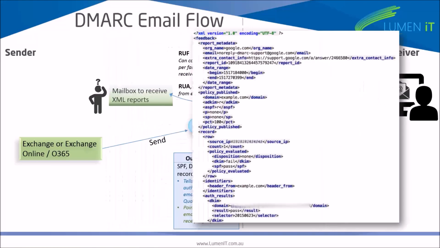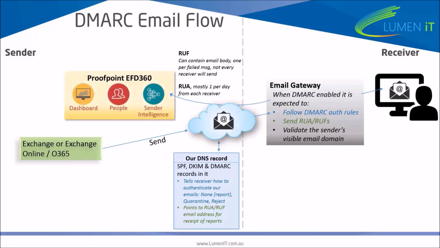This is where Proofpoint's EFD 360 solution assists greatly. It provides a dashboard that allows administrators to visualize the company names and information from the RUA and RUF reports in an easy-to-consume format. We will of course see our own Exchange or Exchange Online servers listed in this dashboard, and ensuring these systems have SPF, DKIM, and DMARC set correctly and aligned is relatively straightforward.